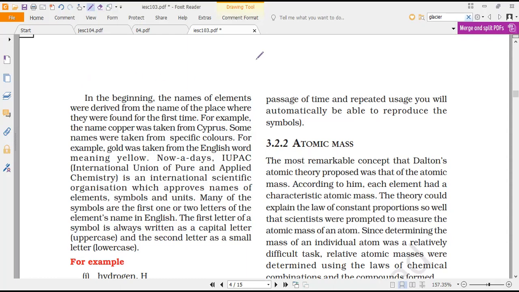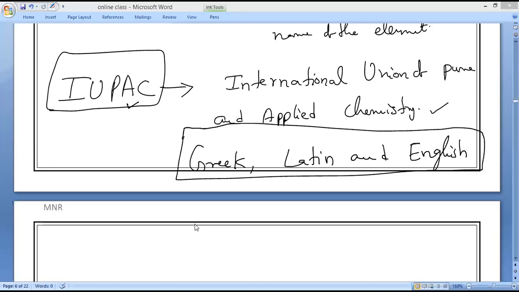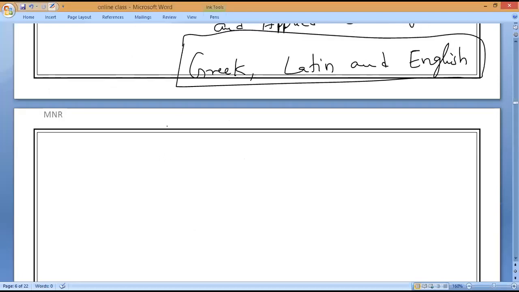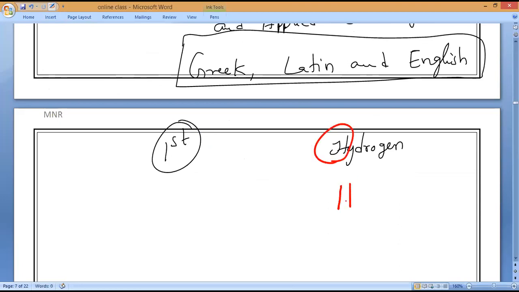And always when we are writing the symbol, most of the names, as I told you, are taken from English, and will be represented with the first letter or two letters. But always remember the first letter. That is the rule for writing the symbols. If an element is represented with only one letter, suppose hydrogen. What is the symbol of hydrogen? H. So the first letter should always be capital. It is indicating the symbol of the element.